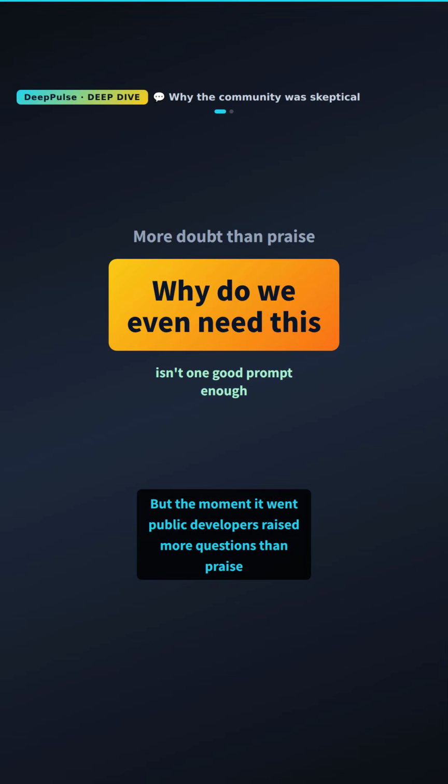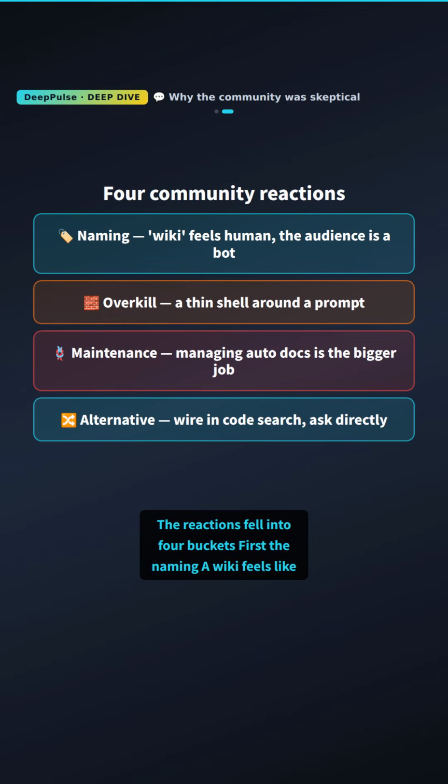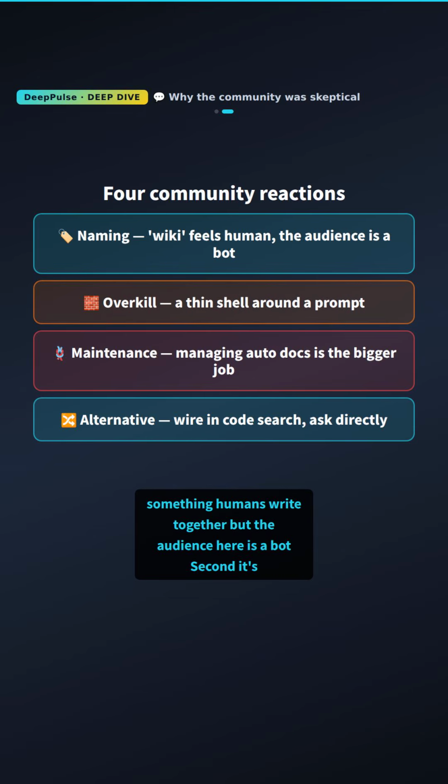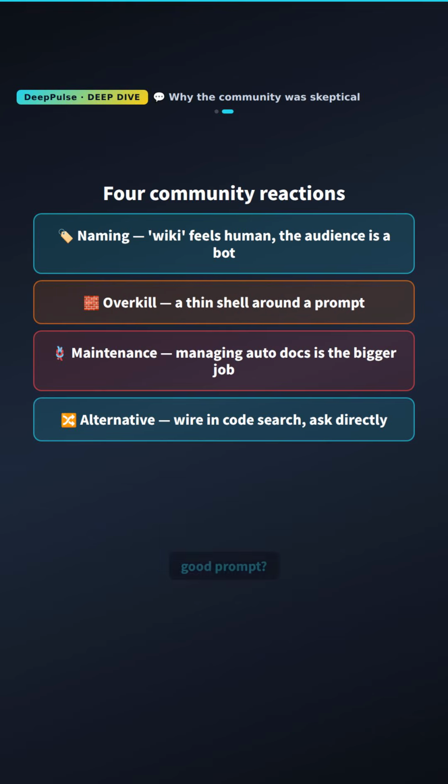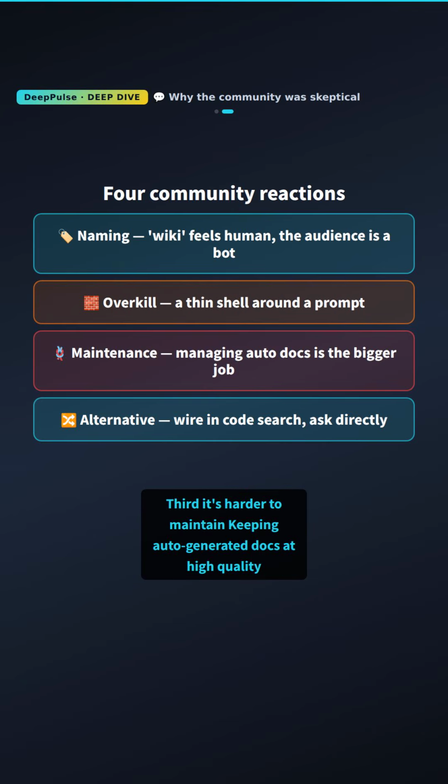But the moment it went public, developers raised more questions than praise. The reactions fell into 4 buckets. First, the naming. A wiki feels like something humans write together, but the audience here is a bot. Second, it's overkill. It's a thin shell wrapped around a prompt, so why not just write one good prompt? Third, it's harder to maintain. Keeping auto-generated docs at high quality turns out to be a big job from people who've been there. Fourth, alternatives. Just wire a code search tool into the agent and let it ask directly instead.